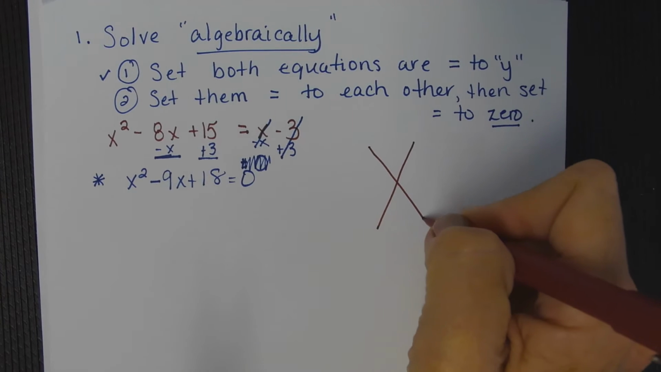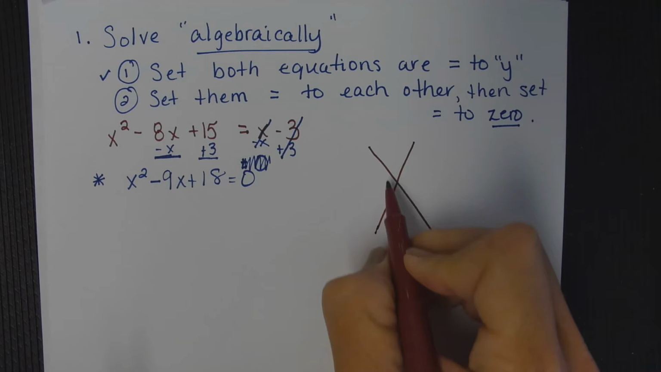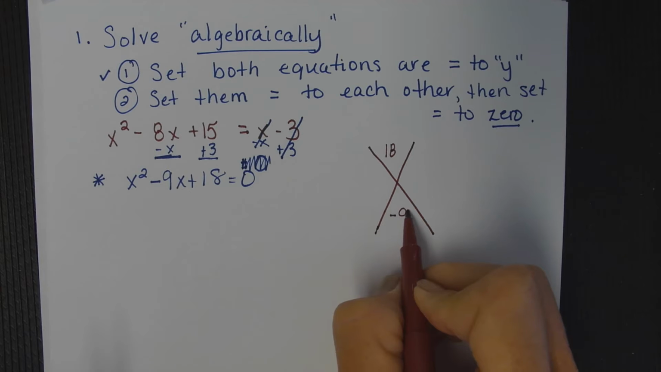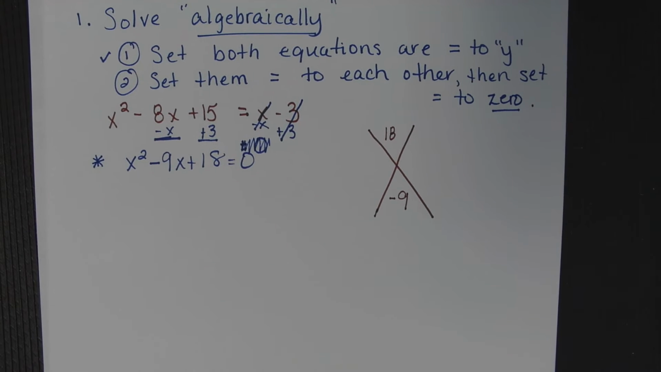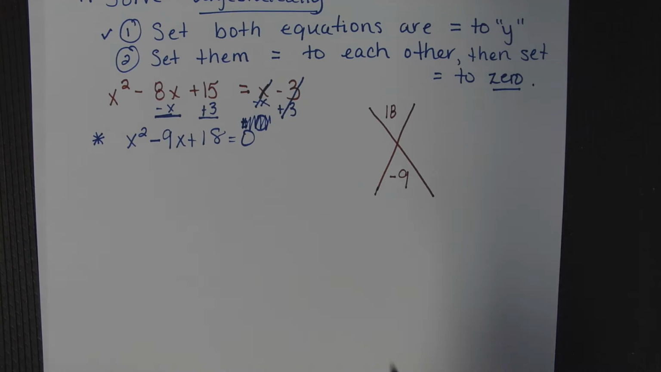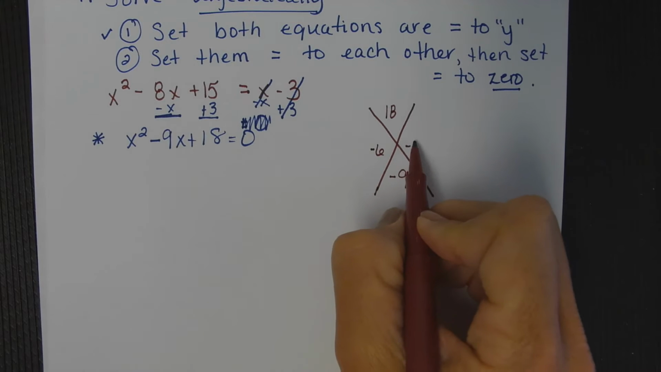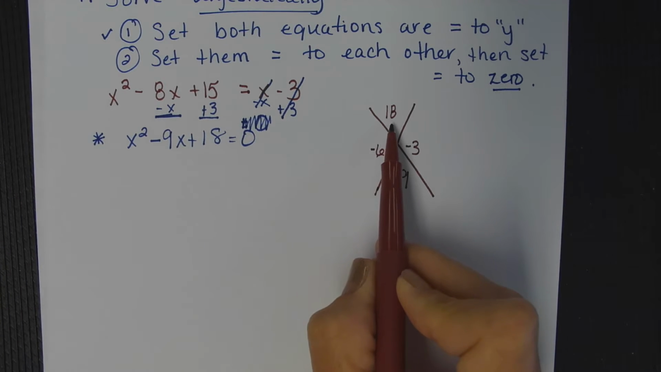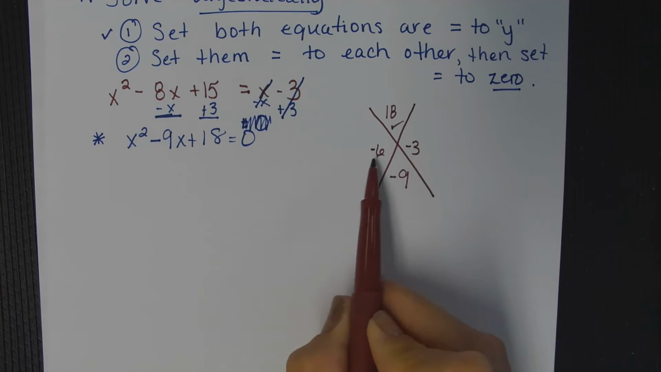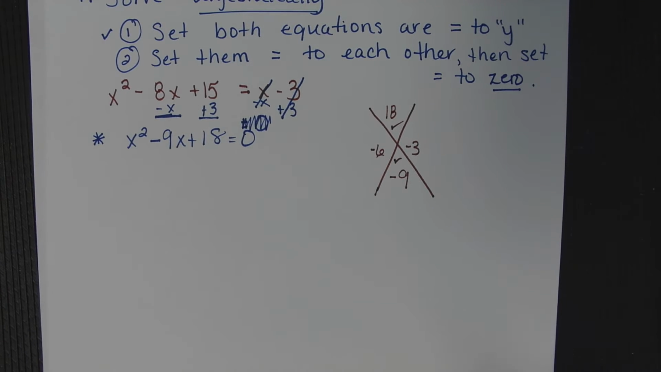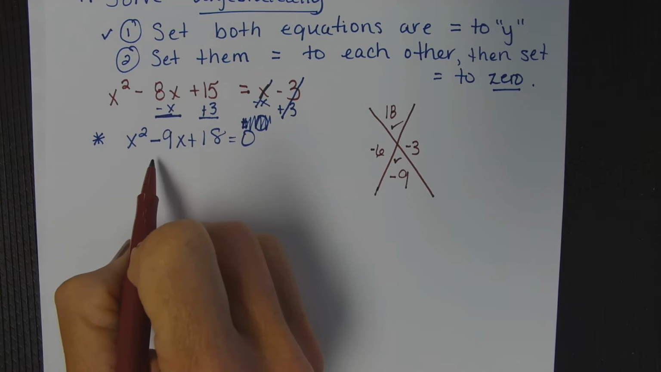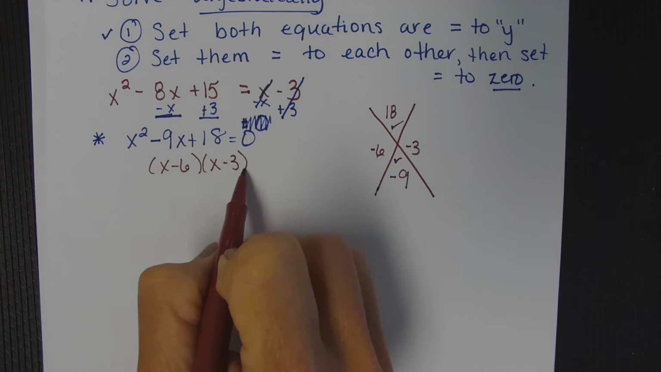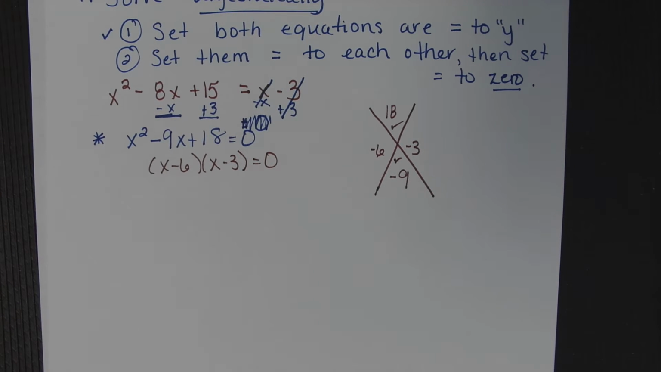Did you ever think that was really going to go away? You need factors of 18 that add up to -9. I'm going to wait until I get them. Bingo. Negative 6 times negative 3 is positive 18. Check. Add these together, you get negative 9. Check. So we now have x minus 6 times x minus 3 equals 0.